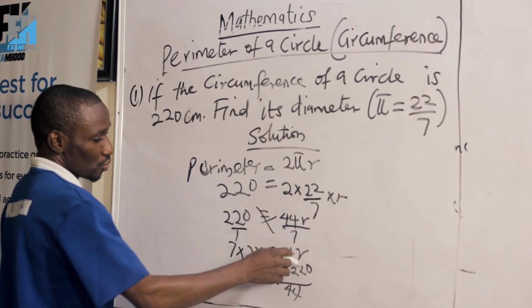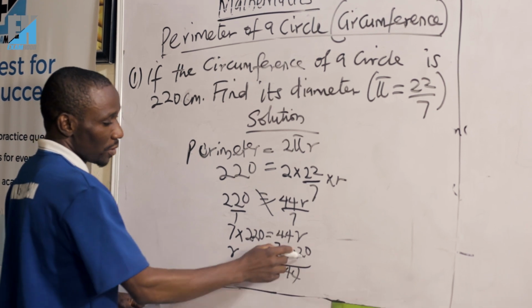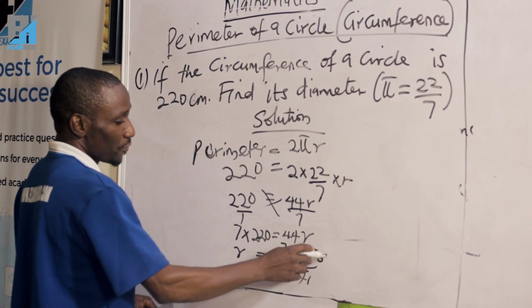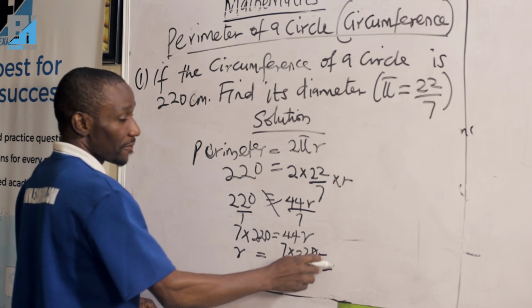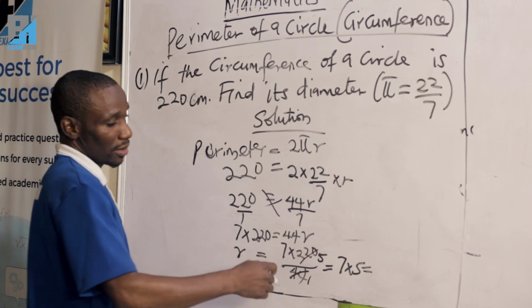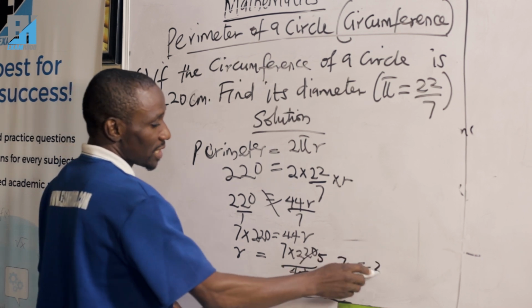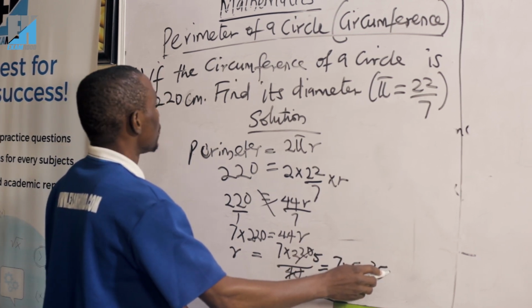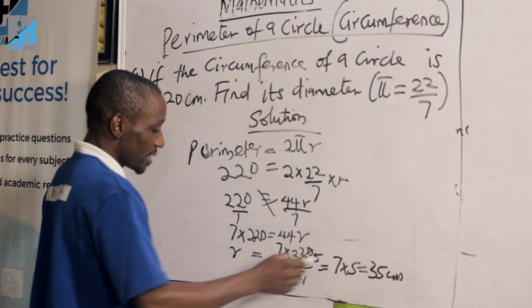And 220 divided by 44: 44 into 220 will give you 5 times. So you're going to have 7 times 5, which is 35. The radius should be 35 centimeters. So that's the radius.